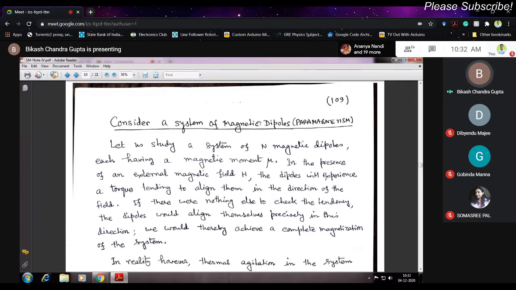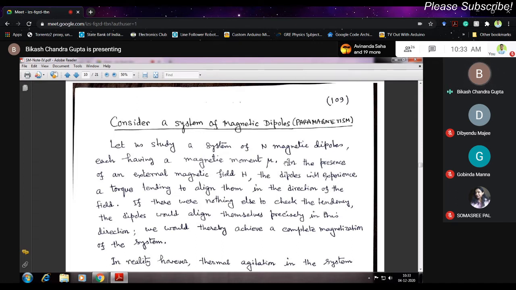So now we will study in detail about paramagnetism here, both classically and quantum mechanically. Okay. Now we study a system. Now let us look at the system of n magnetic dipoles.